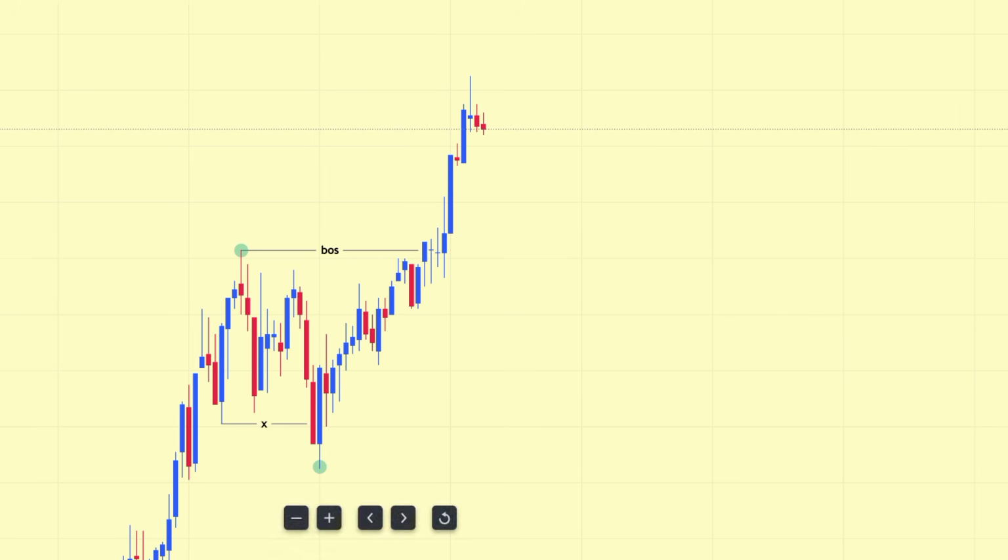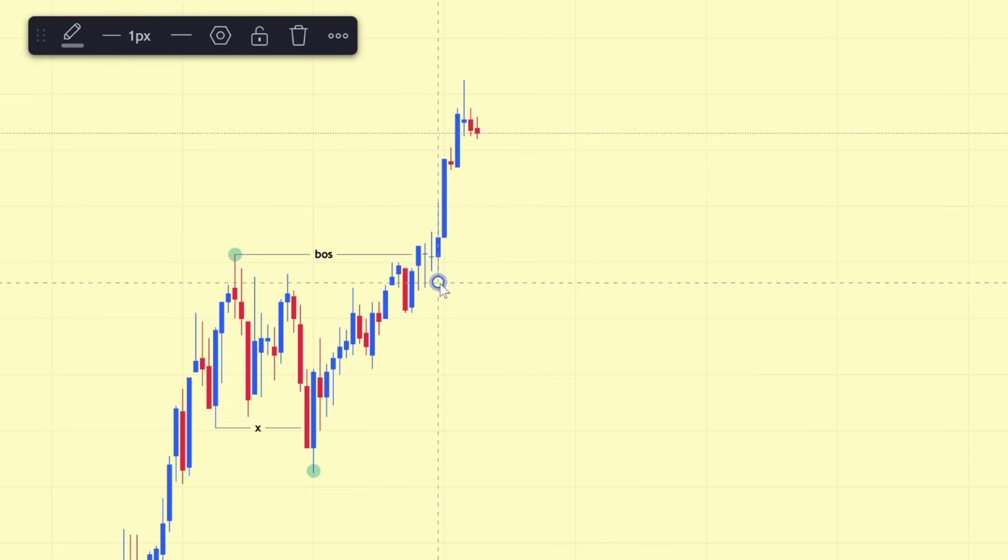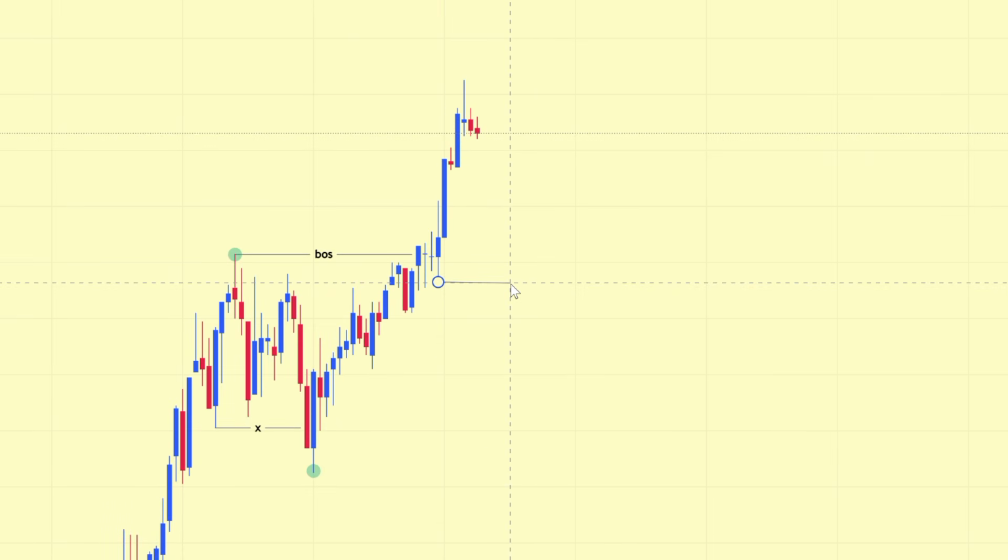Of course, after that, the next step is identifying the inducement. And you can clearly see that this here is the major inducement. Why major? Because it occurred after the break of structure. All right, so exactly right there, that's our inducement.